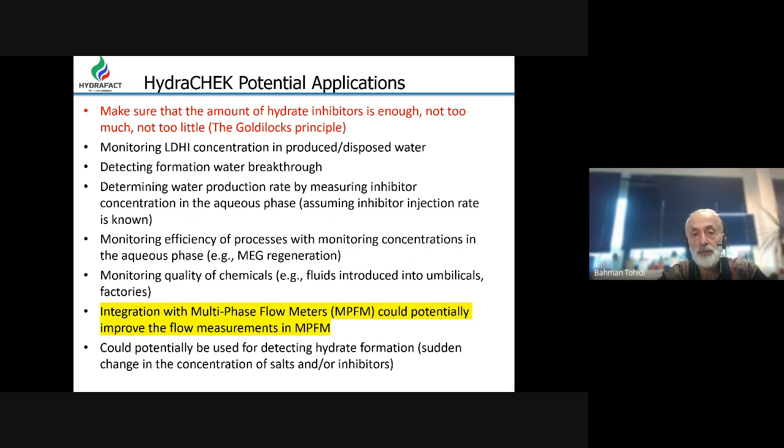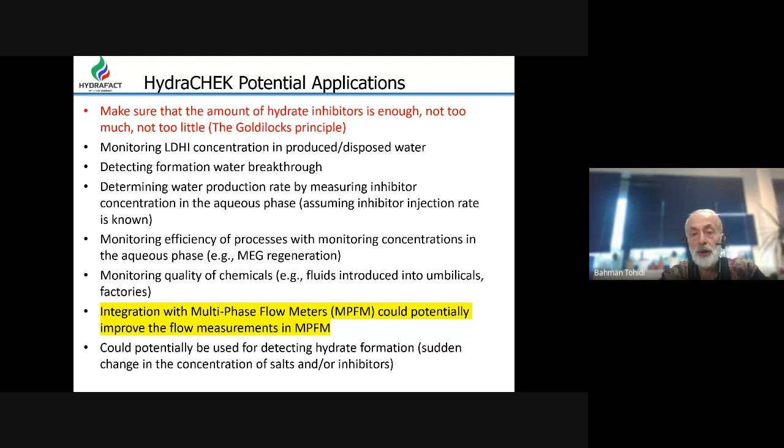The other application is that, for example, low dosage hydrate inhibitor is poisonous. Therefore, the concentration of this compound can be important in disposed water, because inhibitor can either be recovered or disposed. If it is recovered, it is important to know how much is in the inlet water, in produced water, and what is in the disposed water. So that is important.